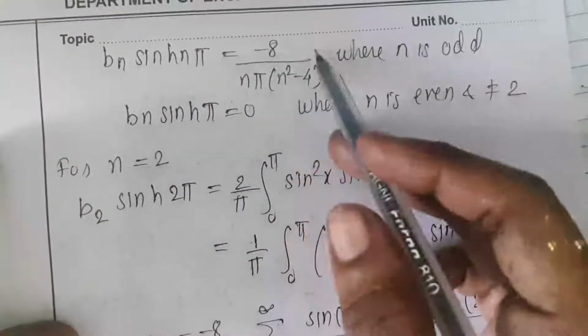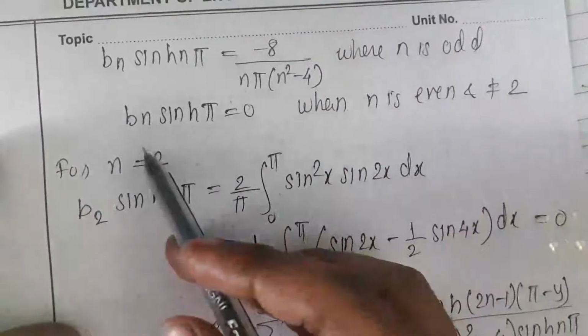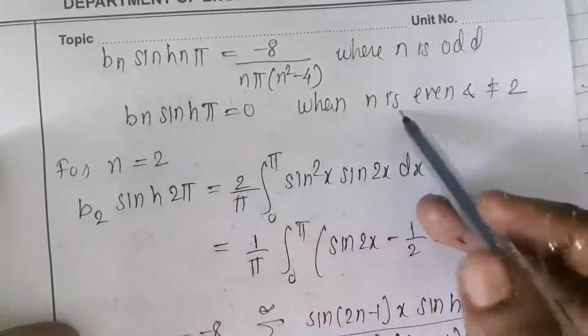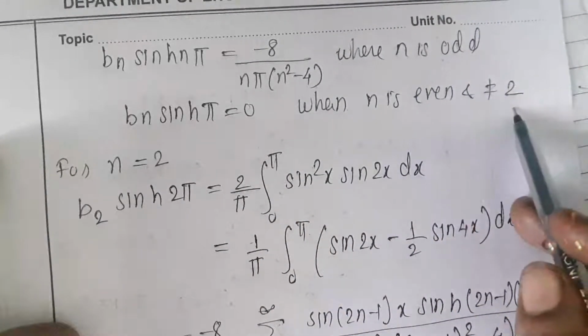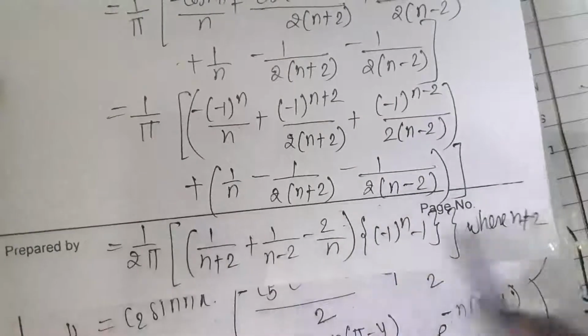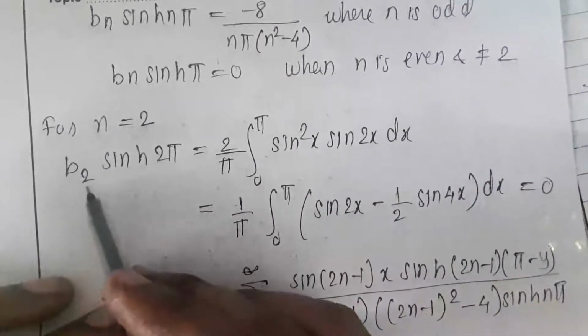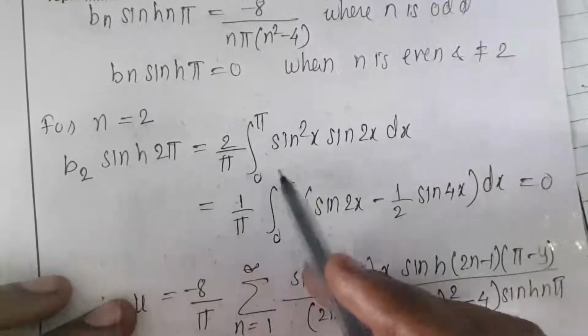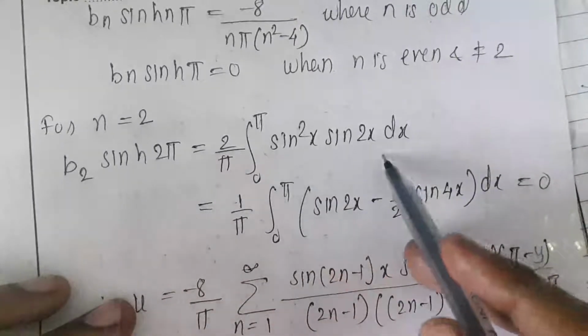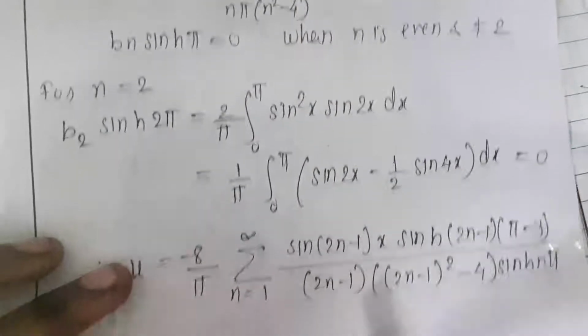That is bn into sinh n pi is equal to minus 8 divided by n pi into n square minus 4, where n is odd, and bn into sinh n pi is equal to 0 where n is even but not equal to 2, because in the last step we get here n plus 2. So if n is equal to 2, this term becomes infinity, meaning the whole term becomes infinity. So that's why for n not equal to 2, we have to find b2. So b2 into sinh 2 pi is equal to 2 by pi integration 0 to pi sin square x into sin 2x dx. Now integrating this, sin 2x and sin 4x, we get the answer 0.